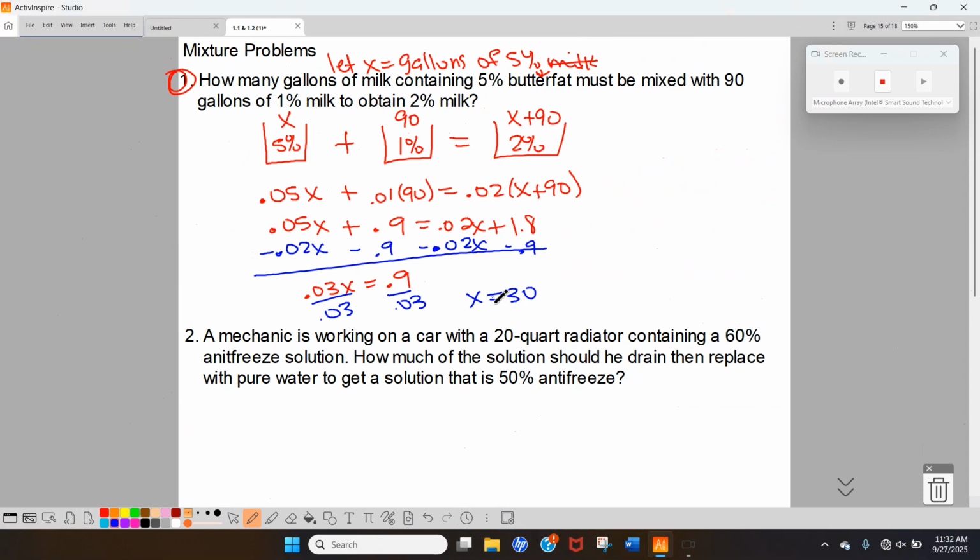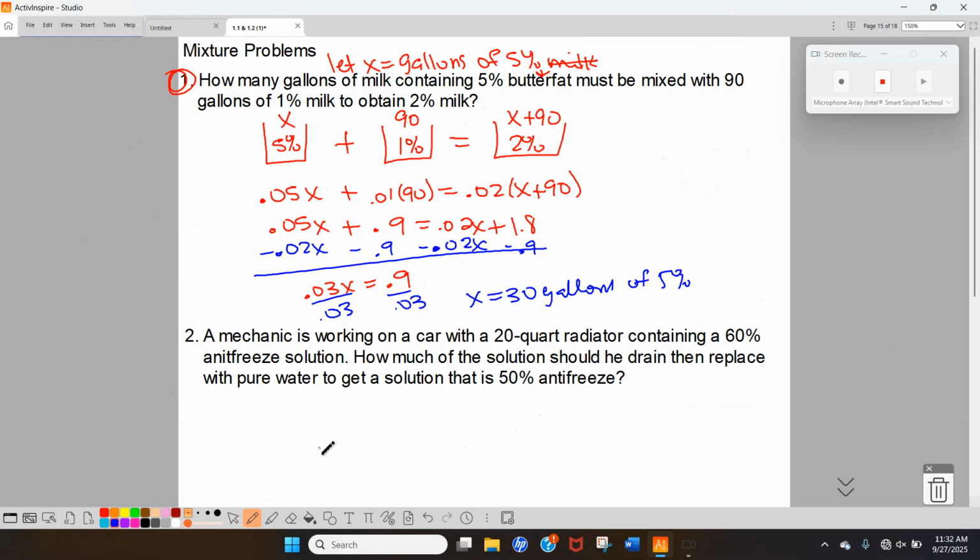will be mixed with the 90 gallons of 1% to get 2%. You don't quite have to be exactly that specific. You don't need a complete sentence that has all of that, but you need to make sure that this is at least labeled gallons of 5%.